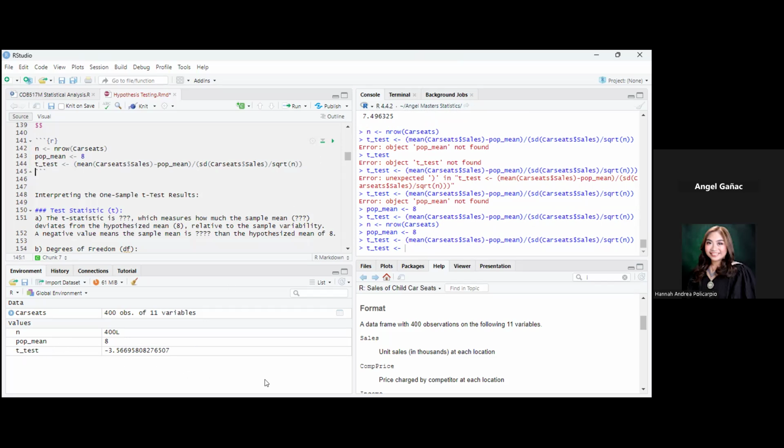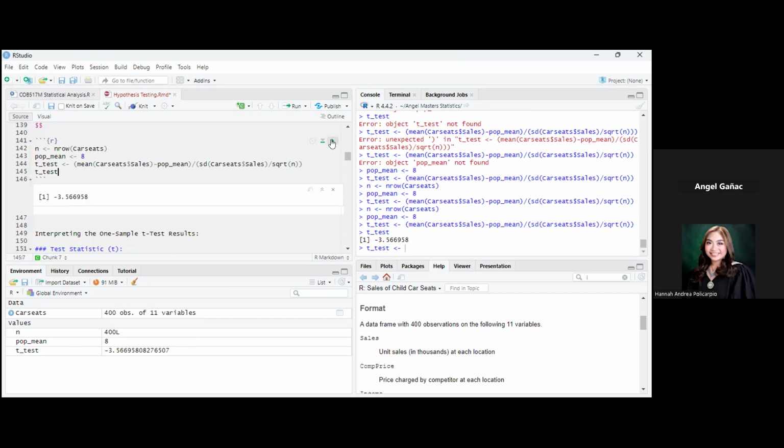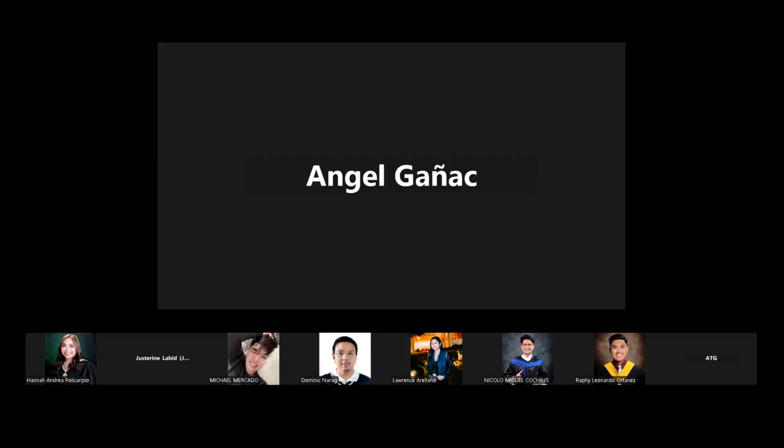After the t-test, press enter there. Then above, write the underscore test so that it also prints the t-test. Okay, run everything again, the green one. So there, it prints now: negative 3.567. Okay, good. All right, thank you. Okay, good. So let me continue.